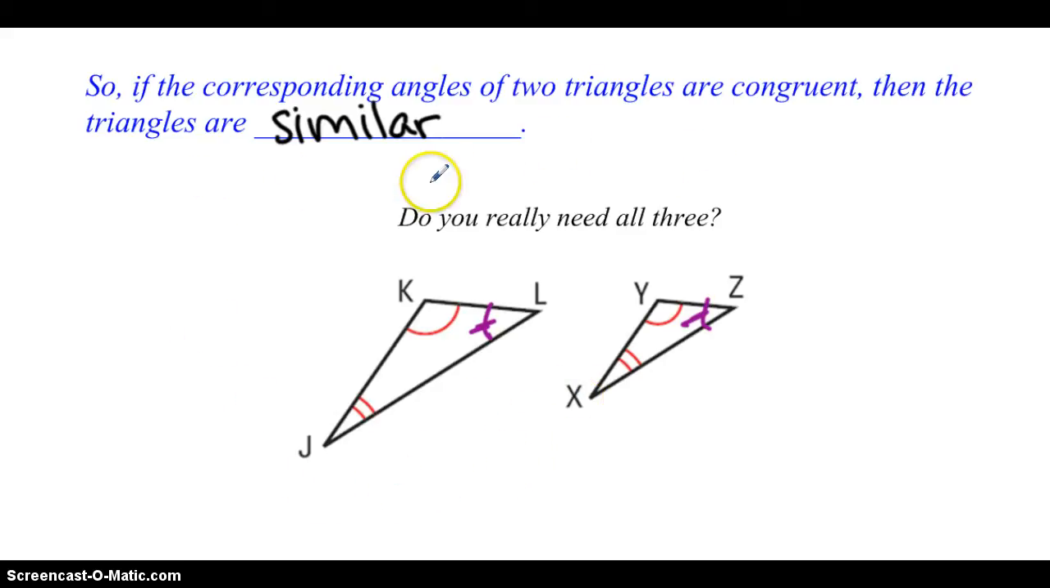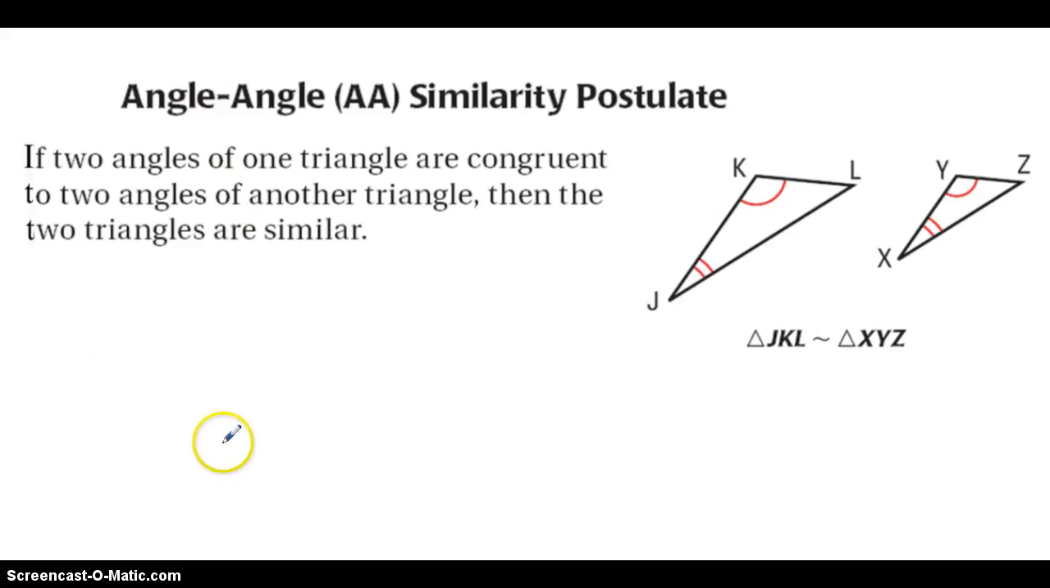So this idea of similar triangles is going to be a postulate, and that postulate is called the angle-angle similarity postulate, AA. You do not need the third angle. You only need two, because by the triangle sum theorem you can find that the third angles would be congruent as well. So copy this down in your notebook, and then we'll talk about it. The angle-angle similarity postulate says that if two angles of one triangle are congruent to two angles of another triangle, then the triangles are similar.